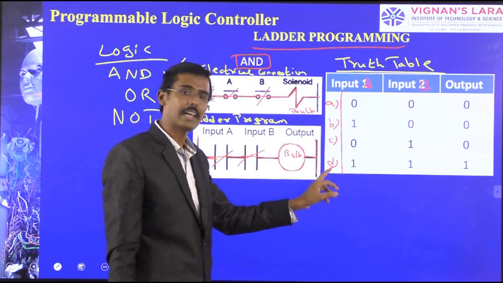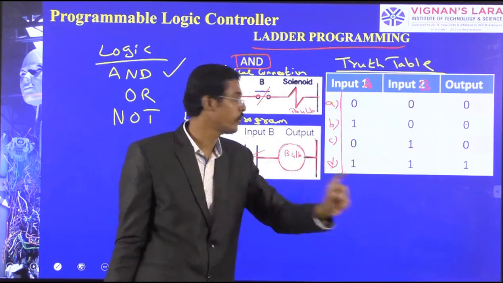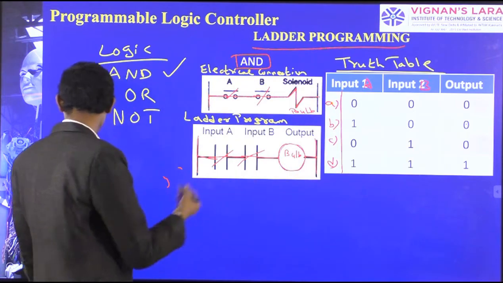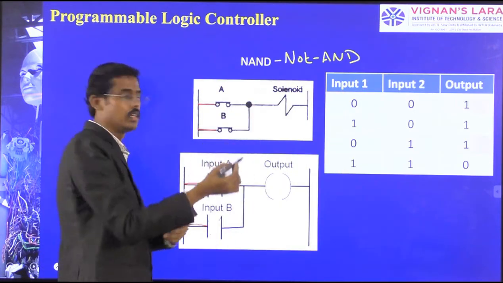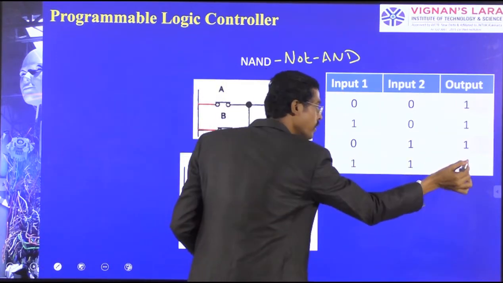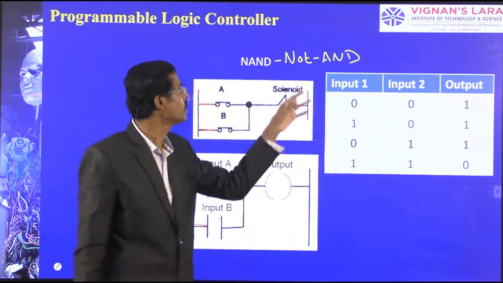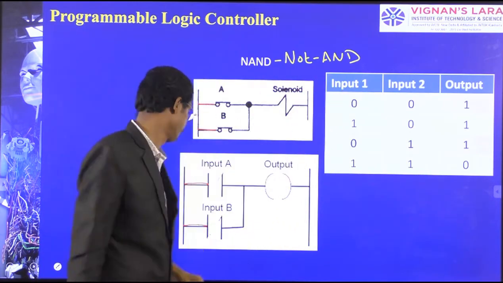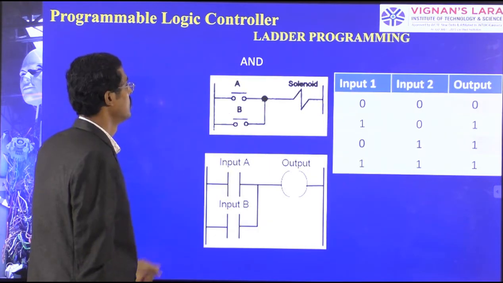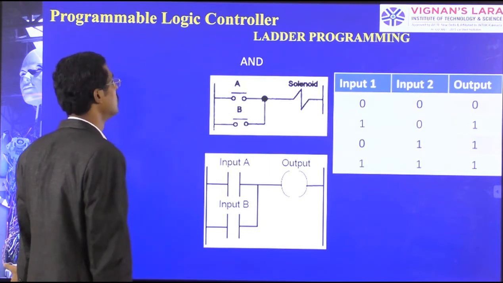In the truth table, only the last one, 1 1, is activated as 1, but here in the NOT AND, it is the opposite: 1 and 1 becomes 0. So this is what a NOT AND function is. This is what we have seen now.